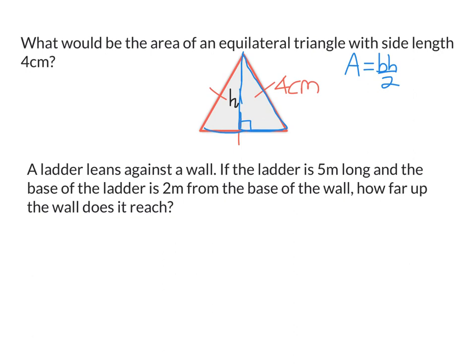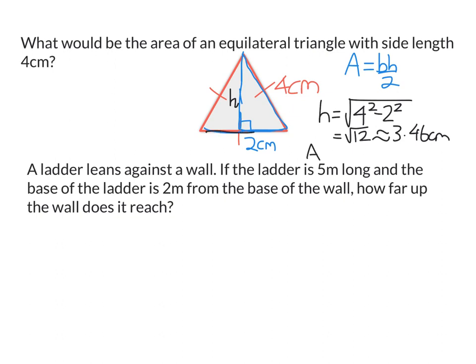So let's find out what h would be. We know this whole length here is 4. This length here will be half of that, which is 2. That works for isosceles and equilateral triangles. So h is just going to be the square root of... Now, h is a shorter side in this right-angled triangle, so we minus. It will be the square root of 4 squared minus 2 squared, or the square root of 12. So that is approximately 3.46 centimeters.